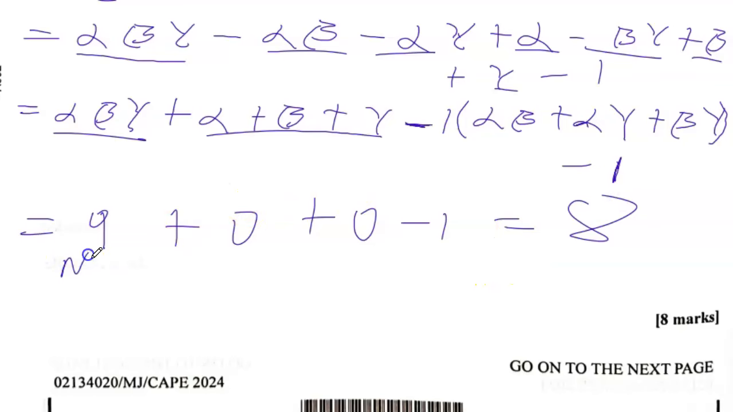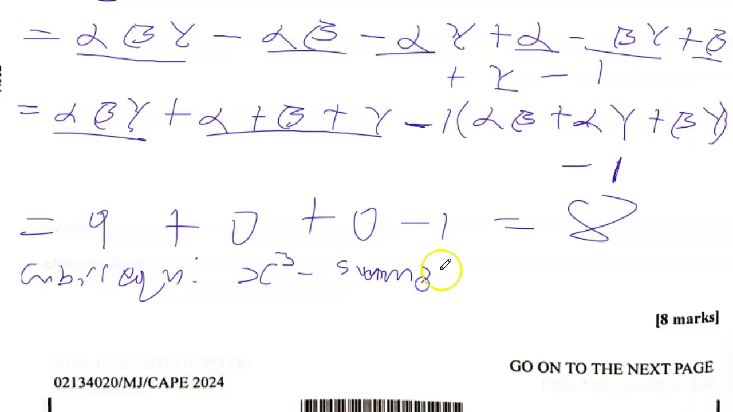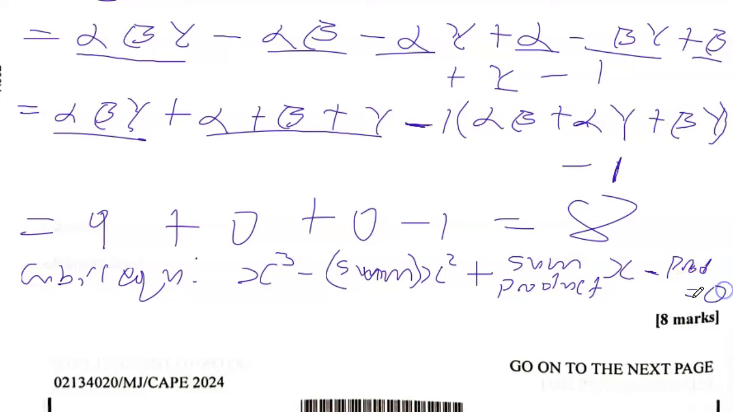So our new cubic equation should be in the form of x cubed minus the sum of the roots times x squared plus the sum product times x minus the product, and that should be equal to 0.